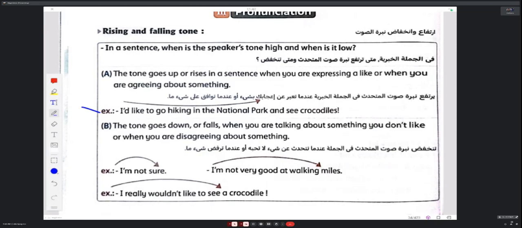Okay. Example: I'd like to go hiking in the national park and see crocodiles. Example: I'm not sure. I'm not very good at walking miles. I really wouldn't like to see a crocodile. Yes.